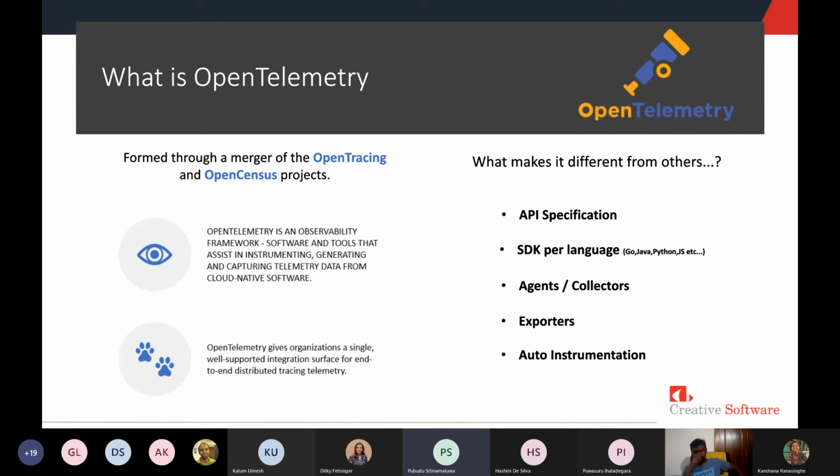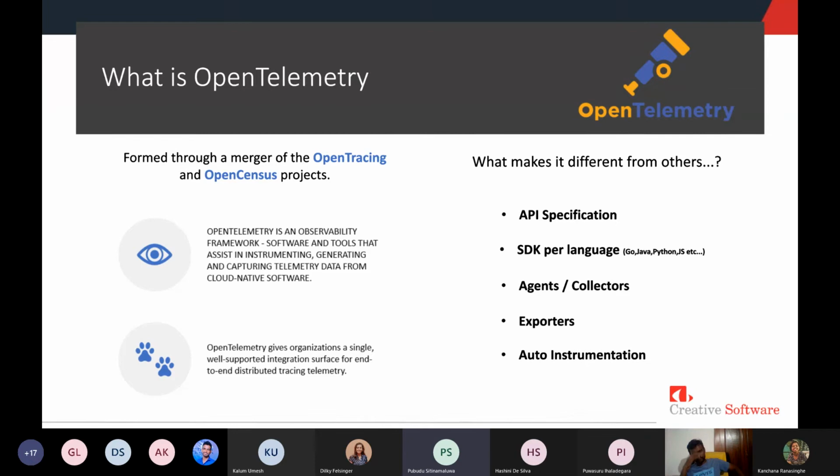And then there are agents and collectors, which collect the telemetry data generated through instrumentation, and then exporters. OpenTelemetry is a tracing framework. It's not a visualization platform. So it allows you to add instrumentation to get details about the underlying performance and everything, but it does not provide a visualization layer. You can use exporters to connect the telemetry data you have generated to an external visualization platform. It also provides auto instrumentation for some frameworks, for example Kafka and Spring Boot. There is a huge list of frameworks for which OpenTelemetry supports auto instrumentation.